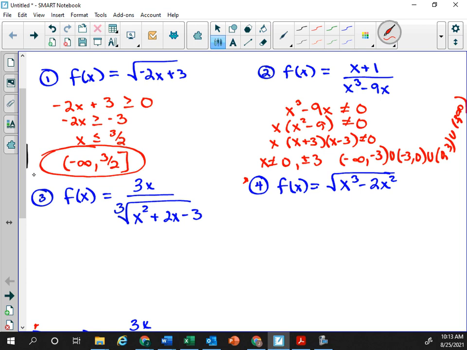All right, ready for 3? Okay, so what you should ask yourself every time, do I have an even root, like an even radical? What do you think on number 3, do I? No, it's odd, right? Okay, so I don't have to worry about that. Do I have a fraction? Yes. So the only thing I have to worry about is this part of the fraction cannot equal 0.